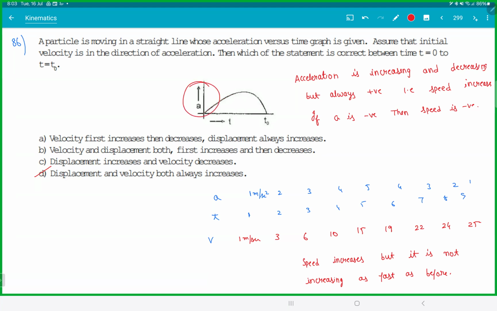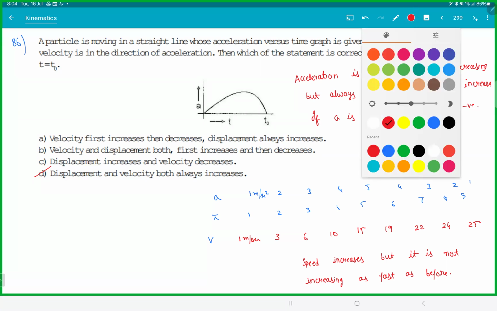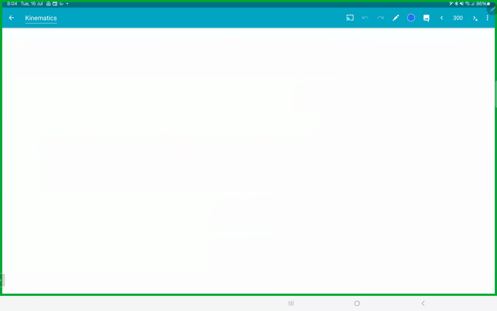This is an AT graph. This is not a VT graph. Any doubts on this? The best way to think about it is that money example. If I give you 10 rupees, 20, 30 rupees, and then I give you 20 rupees and 10 rupees, I'm giving you less money, but I'm still giving you, right? The money will increase. Next one.